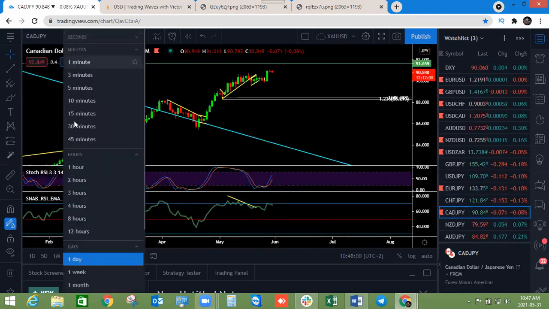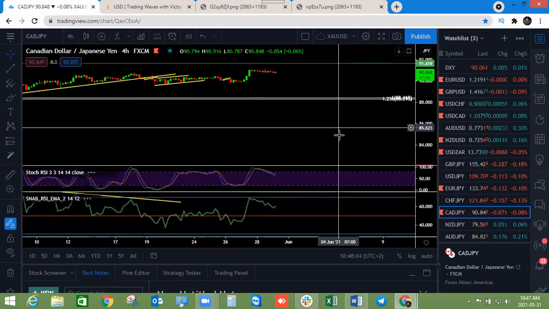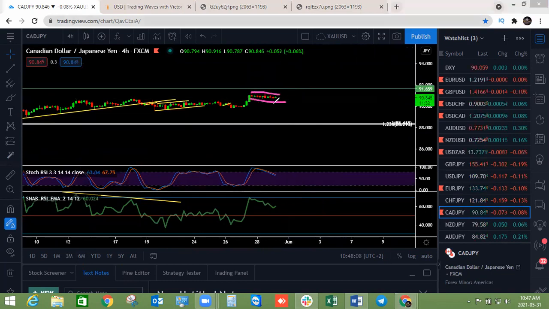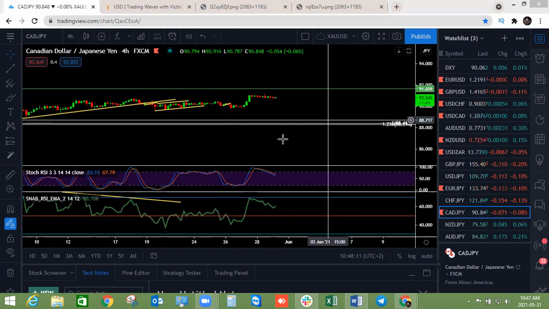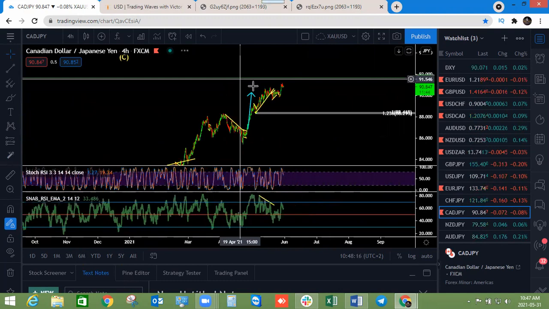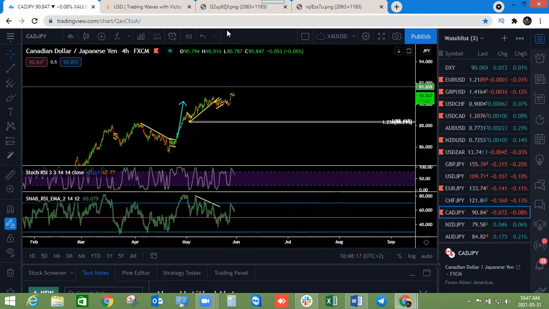CADJPY will continue to the upside as long as oil is strong. As it is now, we've got this 1 hour continuation to the upside. Again, this is not a trade setup because we are so high. The move has gone so high and so expensive. So you don't want to be greedy. We already exited our trade here at 90.